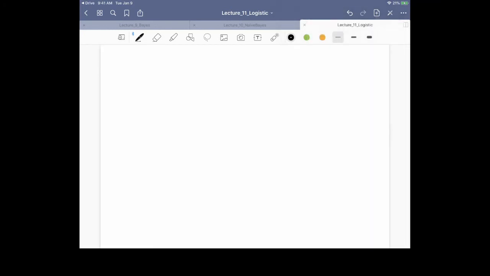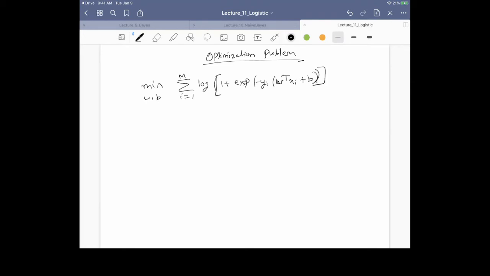So let's look at the optimization problem now. The optimization problem is to minimize over w comma b the sum over i from 1 to capital M of log of 1 plus exp raised to minus yi multiplied by w transpose xi plus b. So this expression actually turns out to be a convex minimization problem.